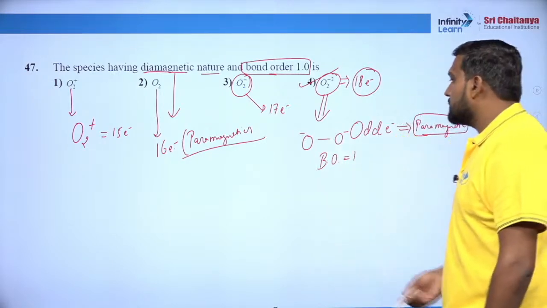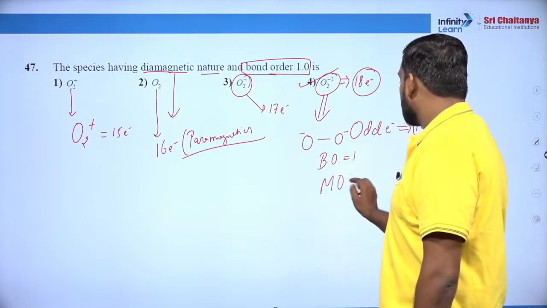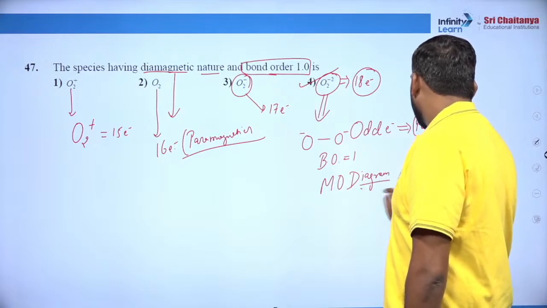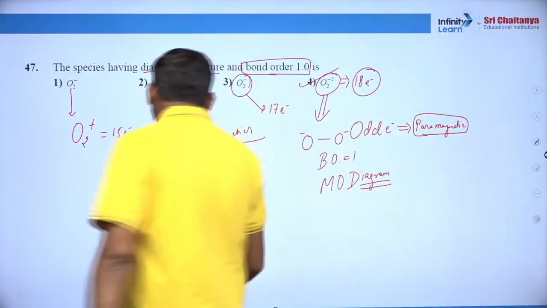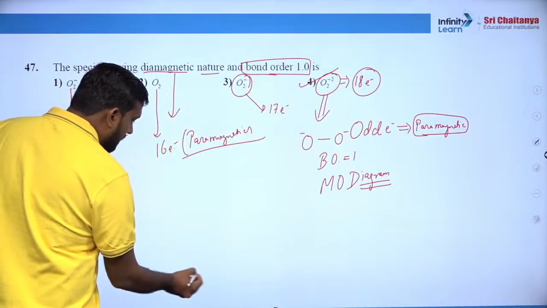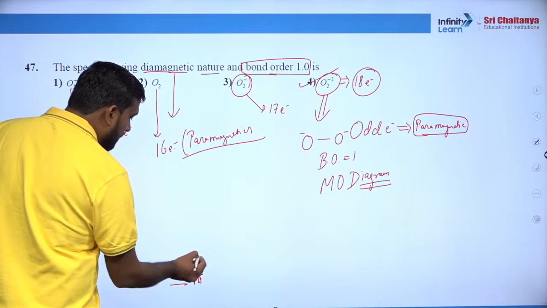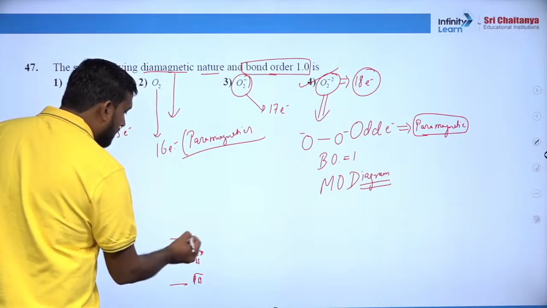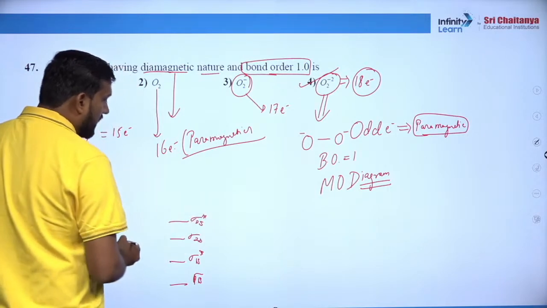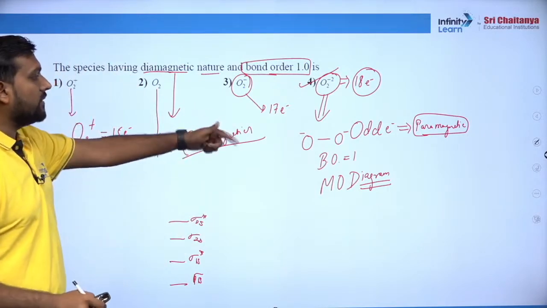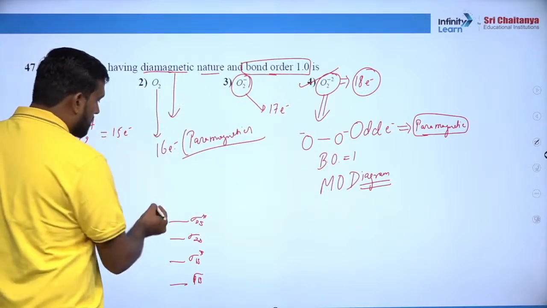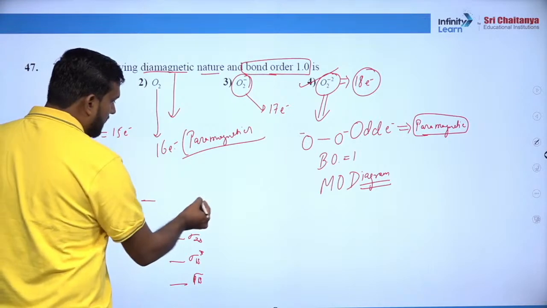The other method is that you can go by the MO diagram. You can draw the molecular orbital diagram of it and solve for it. It will look something like this. The lowest orbital is sigma 1s. Then sigma 1s star will be there, then sigma 2s, then sigma 2s star. As this species has a number of electrons greater than 14, the order will change here, and the order will be something like this.